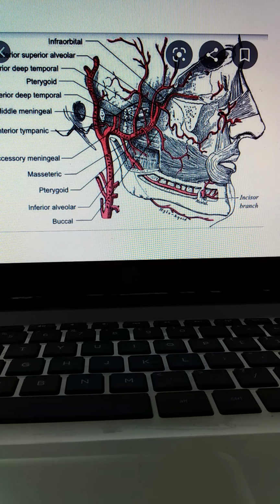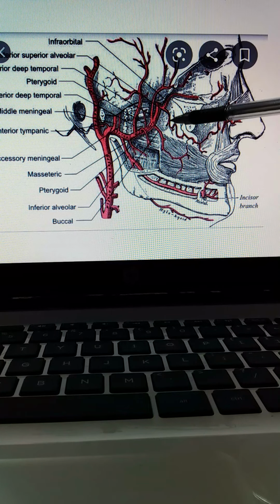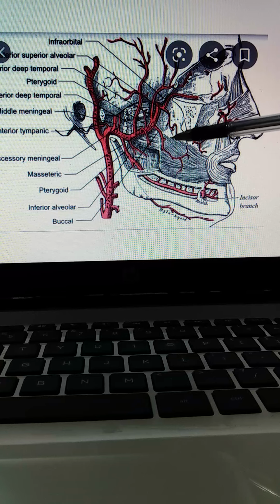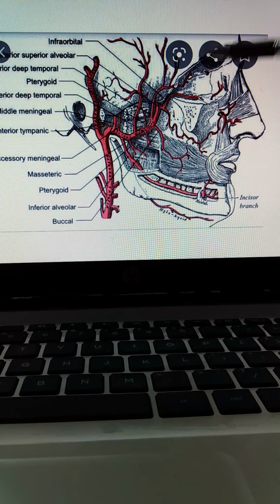It supplies the molar and the premolar teeth. Again I will tell you, this is your posterior superior alveolar branch from the third part of the maxillary artery. It goes downwards and is posterior to the maxilla. It supplies your molar and premolar teeth, and even the maxillary air sinus.